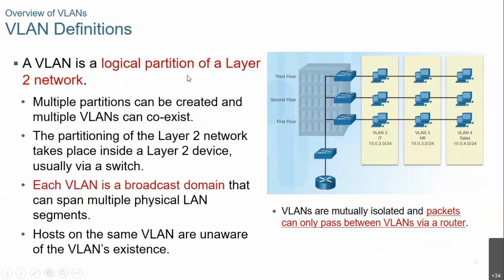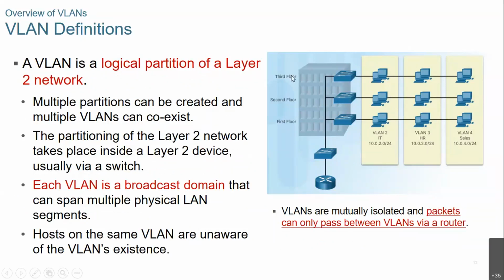So VLANs are logical partitions. Logical partition means they are in a group, but actually physically they are apart. One is on the first floor, the other one is on the second floor, and the other one maybe on the third floor. But logically they are put together in the same VLAN. So multiple partitions can be created and multiple VLANs can coexist.